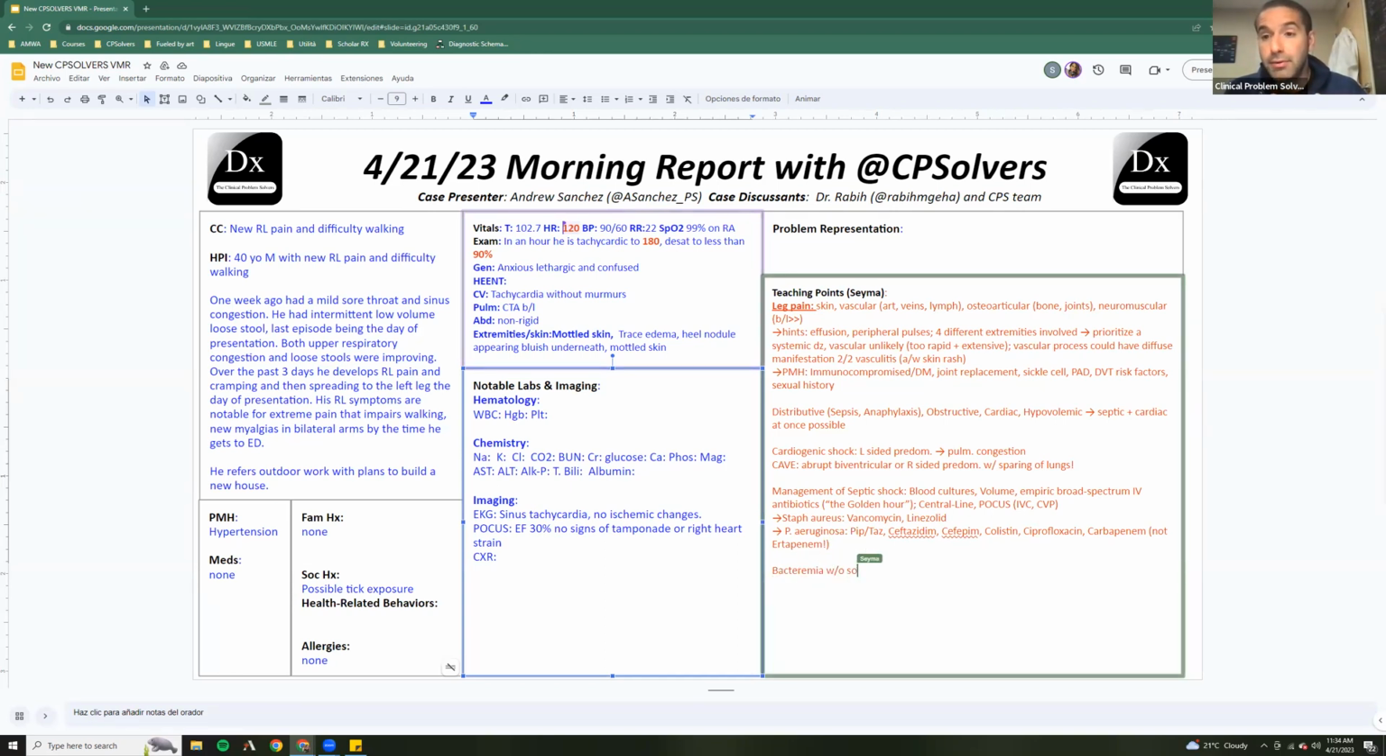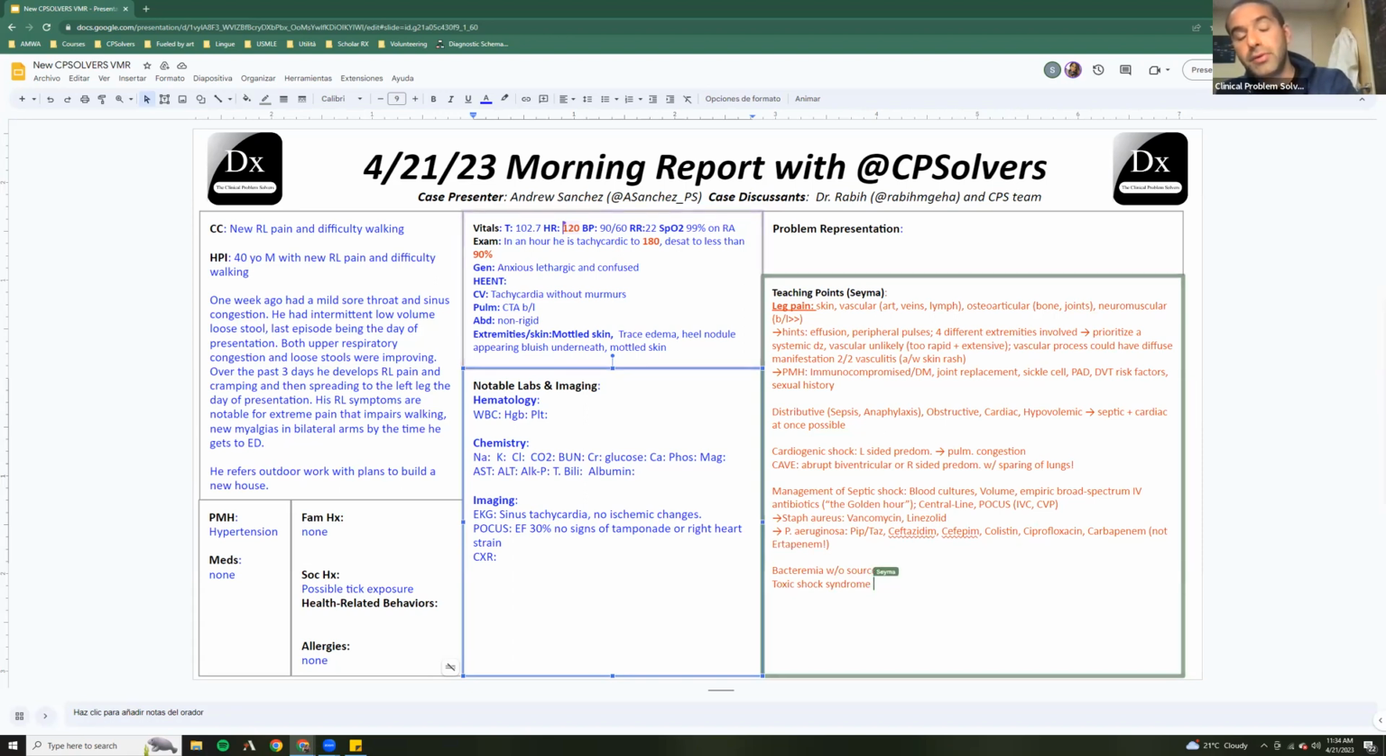Could he have, for example, unfortunately for him, toxic shock from group A strep? He's had a sore throat, and then when he gets diarrhea is your clue that might be happening. And so toxic shock syndrome is a very, very plausible diagnosis here, which would push you to consider clindamycin or linezolid. So what would I do in real life?